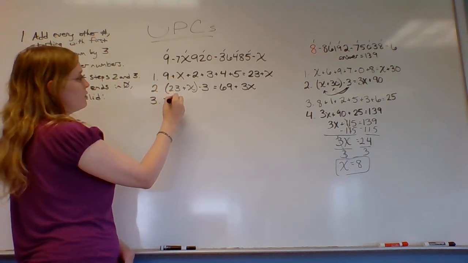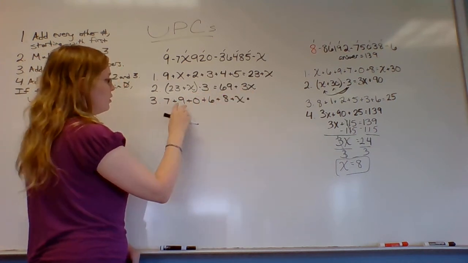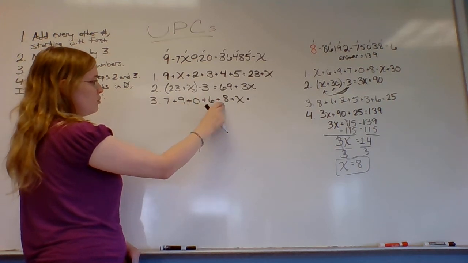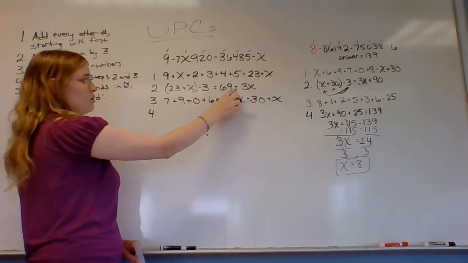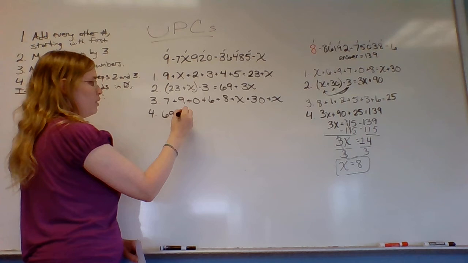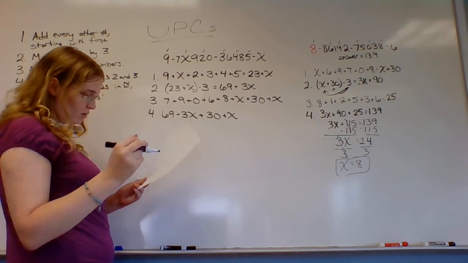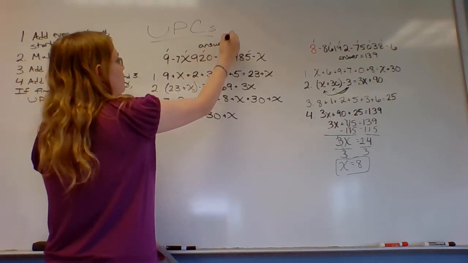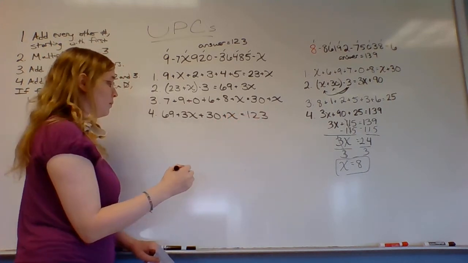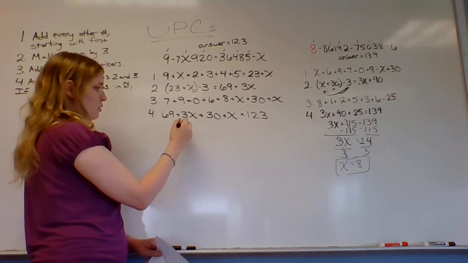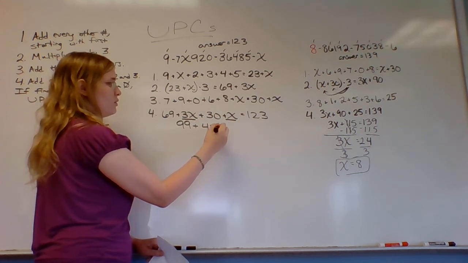Add up the rest of the numbers. 7 plus 9 plus 0 plus 6 plus 8 plus x. 16, 22, 30. 30 plus x. So when we add these two together, we've got 69 plus 3x plus 30 plus x. Oh, I didn't write down our answer here. And we're looking for an answer of 123. So 69 plus 30 is 99. 3x plus x is 4x.